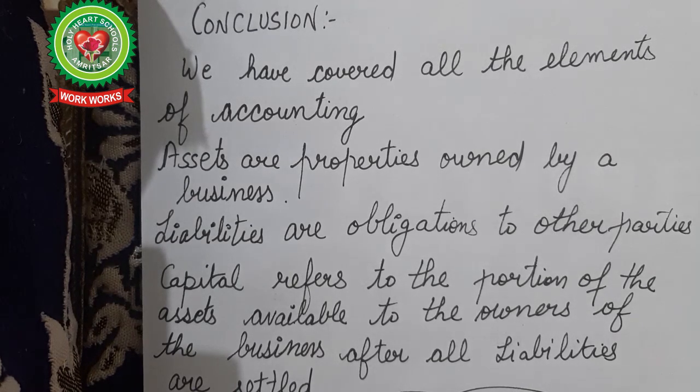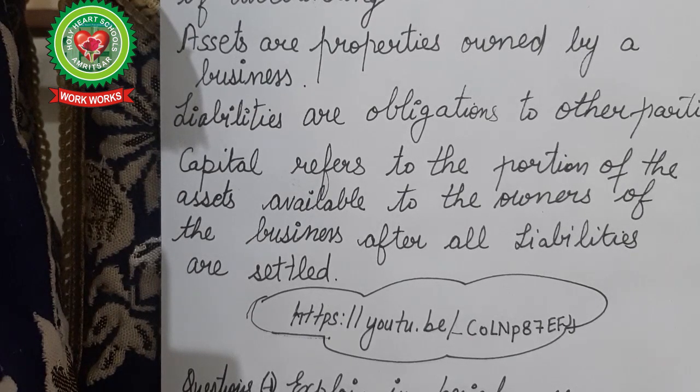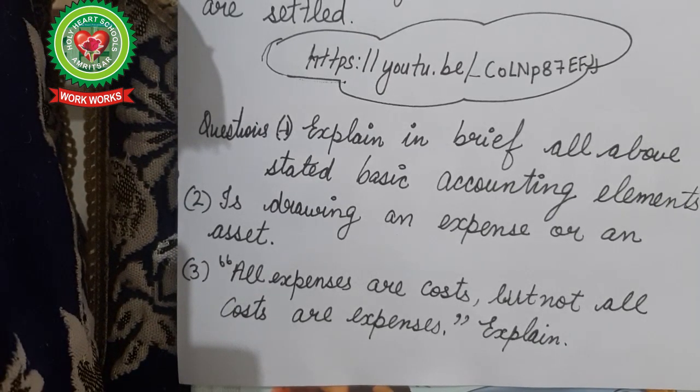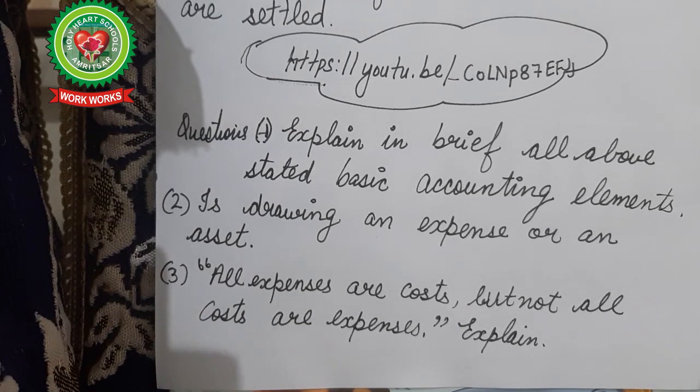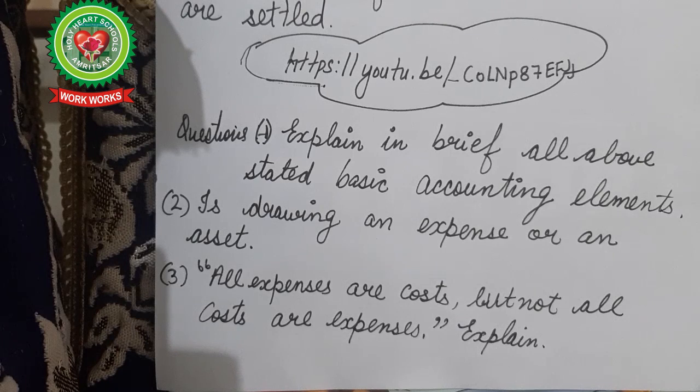For better clarity of the concept, do follow the given link and answer the following questions also. Explain in brief all the above stated basic accounting elements, what we have done today. Tell me whether drawing is an expense or an asset. Also elaborate: all expenses are costs, but not all costs are expenses. Explain the statement. I hope the topic is clear to all of you.